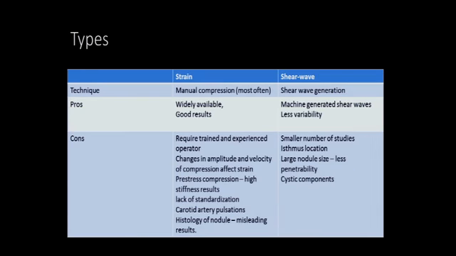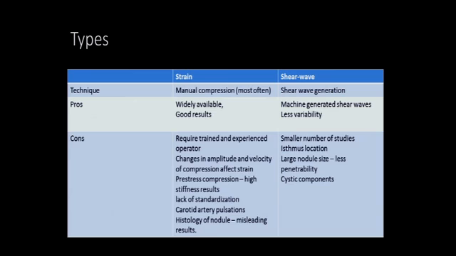Essentially, there are two types of techniques described, strain and shear-wave. In strain elastography, manual compression is used, which is the most commonly used technique for strain elastography. The pros of strain elastography are that it's widely available, and it gives good results. Cons, of course, are that you need someone who's trained in doing strain elastography. The changes in amplitude and velocity of compression affect the strain. You may cause pre-strain compression itself, where you press on the lesion before actually applying compression, and then some other things like carotid artery pulsations can interfere with the results.